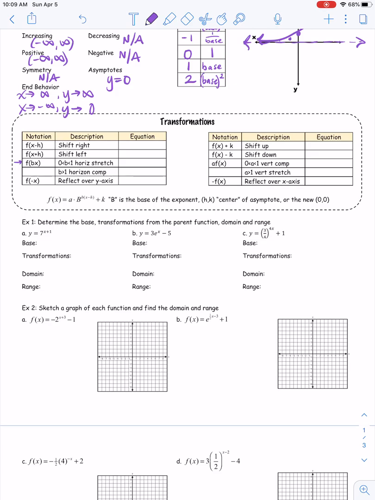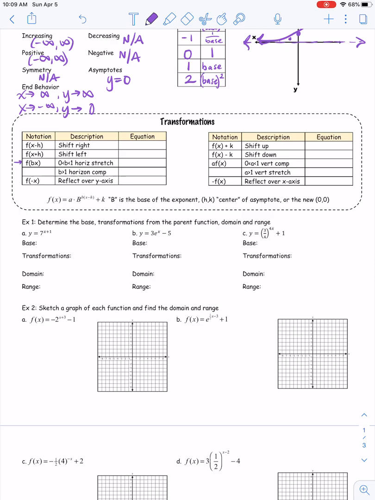Because our x is in the exponent, that's where our horizontal stretches and compressions and shifts left and right live. Anything vertical is out of that exponent. It's going to be in front or behind. Think of it like your exponent is that set of parentheses. Anything inside those parentheses was a horizontal shift or a horizontal stretch or compression. Anything outside the parentheses was a vertical stretch or compression or shift up and down. Same thing here, it's just that those parentheses are our exponent. So if it's in the exponent, it's a horizontal transformation. If it's not in the exponent, it's a vertical transformation.